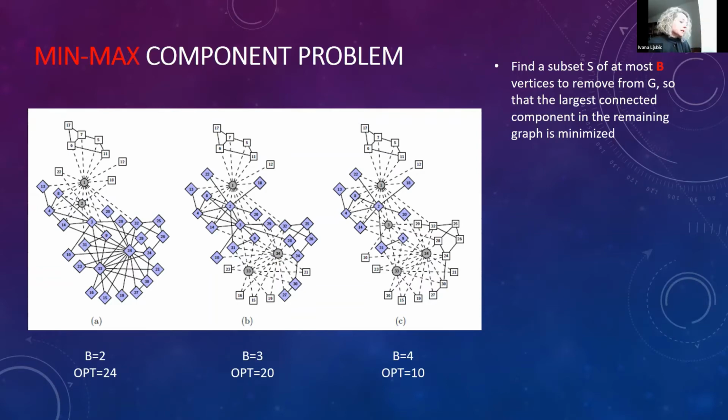So as an example, here we have this example here. If we are allowed to protect only 2 nodes, then in this network, the largest connected component that remains will have the size of 24. However, if we can protect 4 nodes, then the largest connected component that remains after protecting these nodes, or after removing them, will be of size only 10.